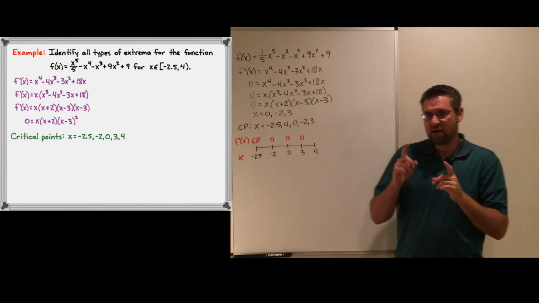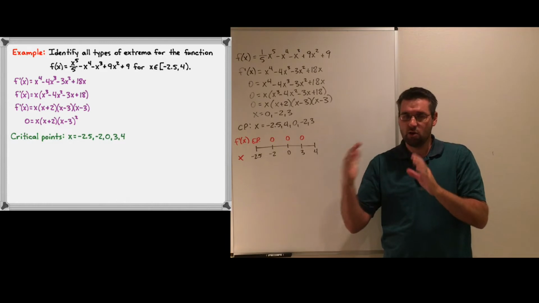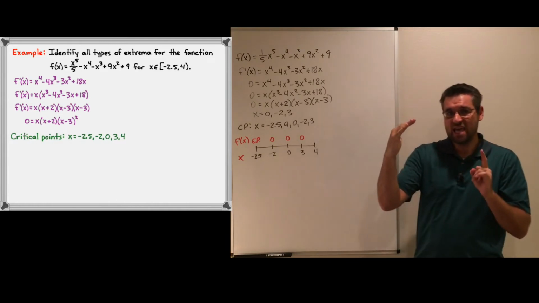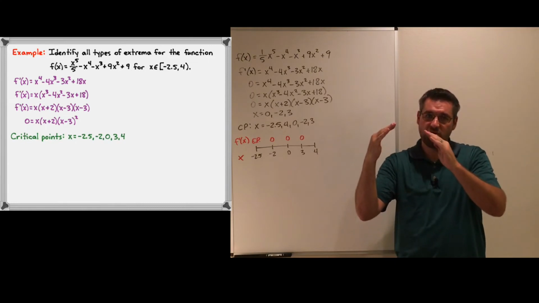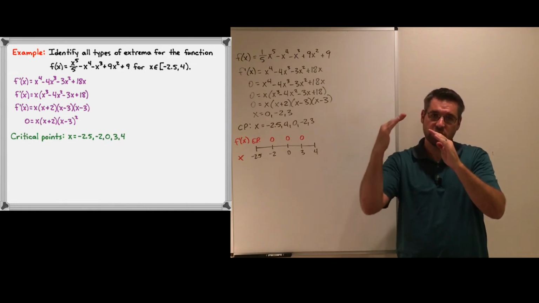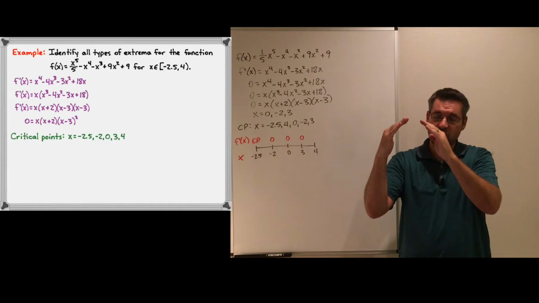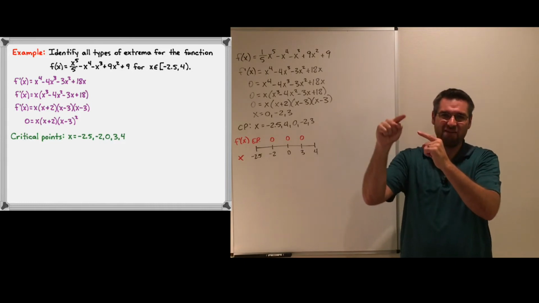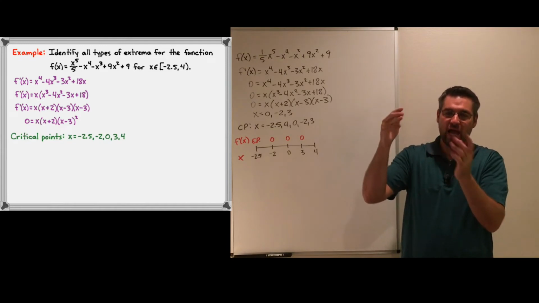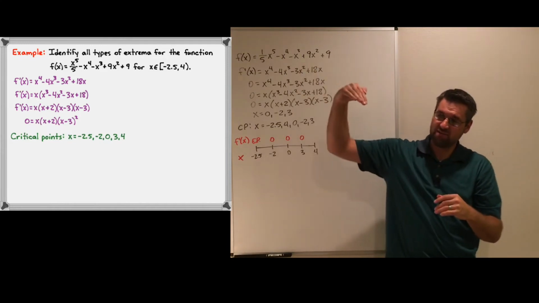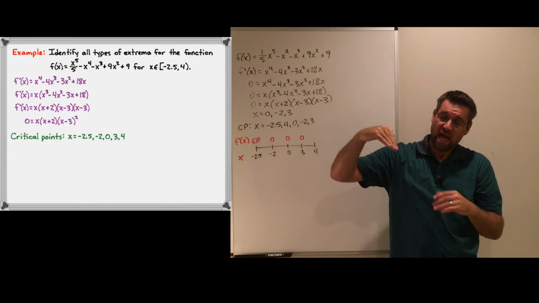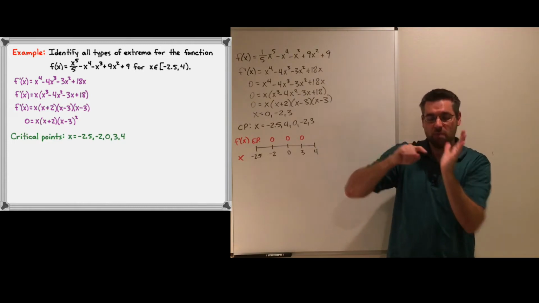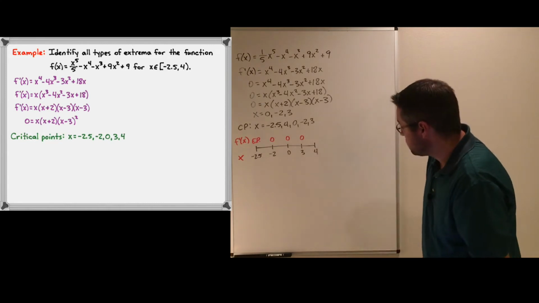If I can identify the domain or the interval for which the function is going up, and then find the intervals for which the function is going down. So where is the function increasing, where is the function decreasing? If I can identify those things, right there, I have a relative maximum. And the other way, if I can identify when the function is decreasing and then determine when the function is increasing, I have a relative minimum there. So this is kind of cool stuff here.